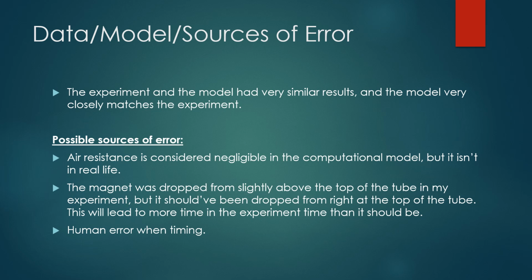The possible sources of error were air resistance, because it was negligible in the computational model but not in real life. In our experiment, the magnet was dropped from slightly above the top of the tube, but it should have been dropped from right at the top of the tube, which would lead to more time in our experiment time than it should be, and a last error could be human error when timing.